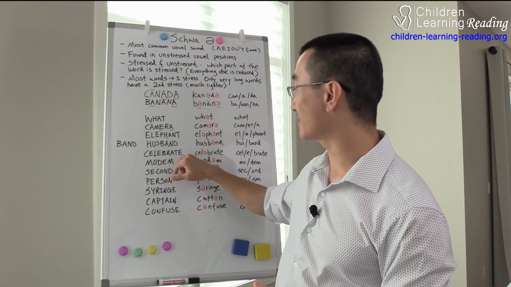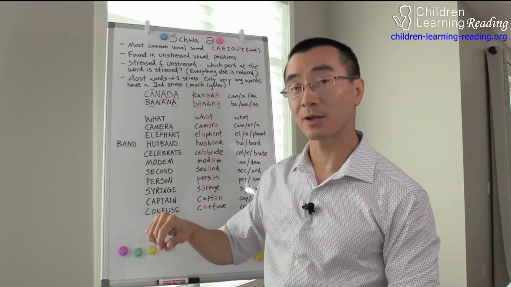Now let's look at celebrate. Okay, where do you think the stress position is? Listen carefully. Celebrate. Okay? So again, the first E is the stressed vowel position, and the second E is the reduced schwa position. So we have celebrate.